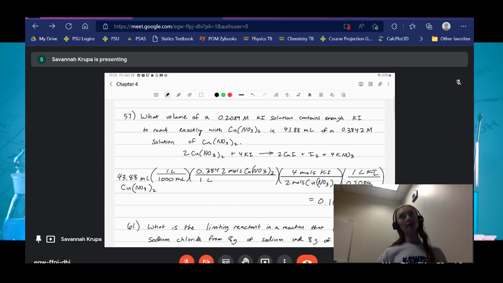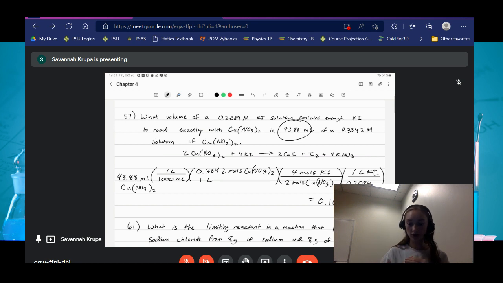So let me try to phrase it a different way. We want to start out with the volume that we're given of something. So we know it says to react exactly with Cu(NO3)2. So we need to start with that solution, that amount first. And then we need to figure out in that solution how many moles we have of that. So since we have the amount of stuff, and then we figure out the moles of how much is in that using the molarity, then you convert that into KI.